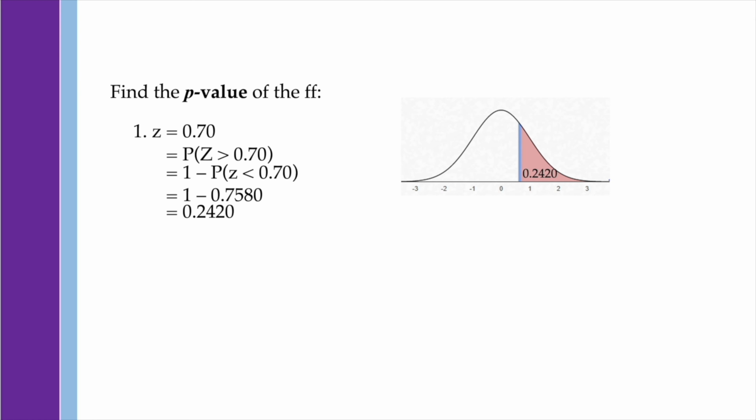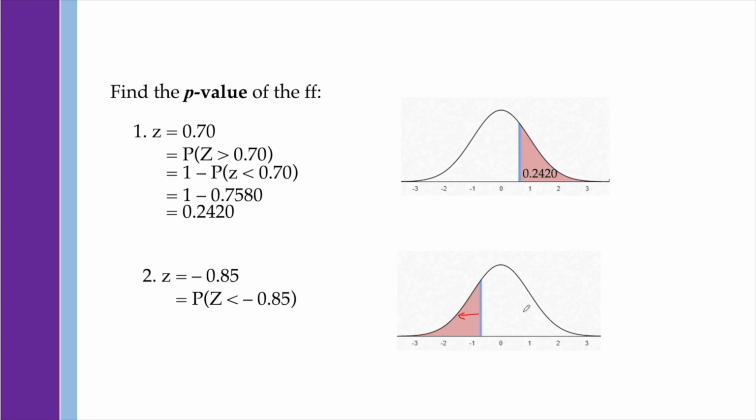Thus, the p-value of z equals 0.70 is 0.2420. On the other hand, if you're asked to find the p-value of z equals negative 0.85, which is on the left side of the distribution, then its area to the extreme is its area to the left, or basically the probability that z is less than negative 0.85.